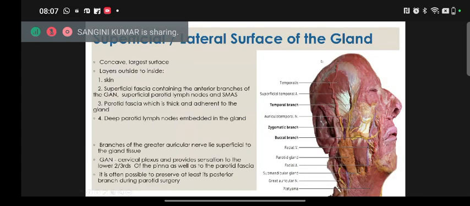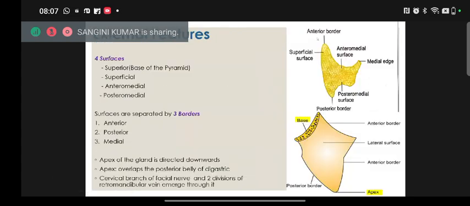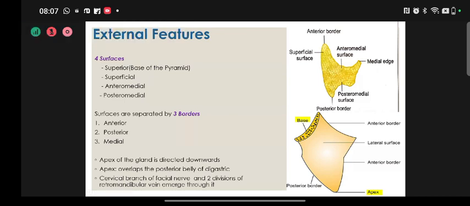Describing the external features in detail. So the gland can be described as four surfaces, which are separated by three borders. The four surfaces are the superior or the base of the pyramid, the superficial, the anteromedial and the posteromedial. The three borders which separate the surfaces are the anterior border, the posterior border and the medial border.